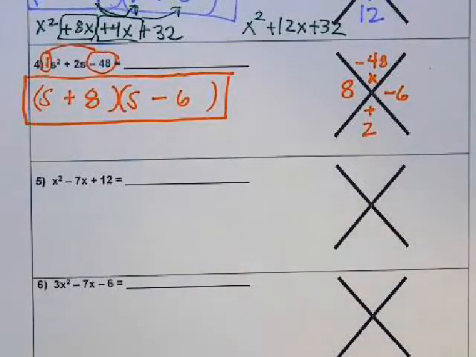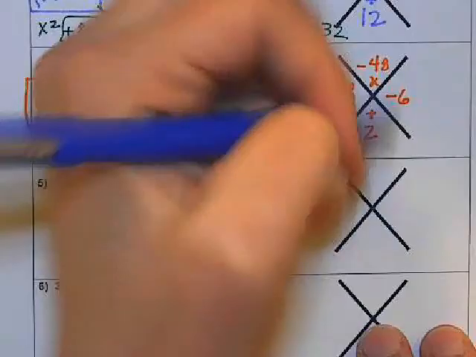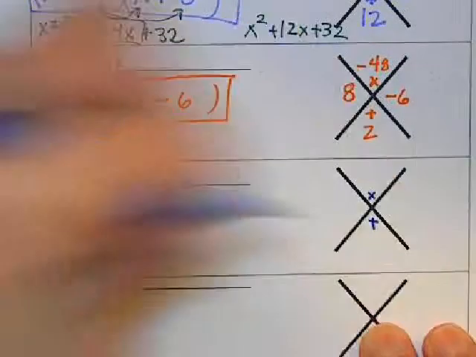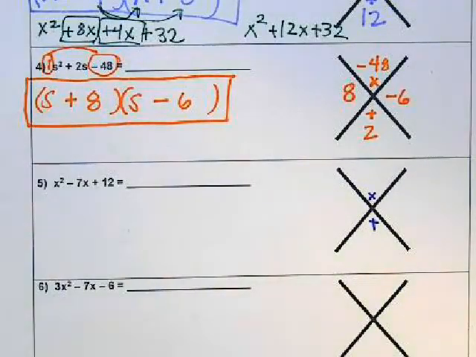Number 5, I'm factoring, so I need to do the X factor. Your X is not already there. You draw your X, your multiply, and your add. It's important that you do multiply and add.